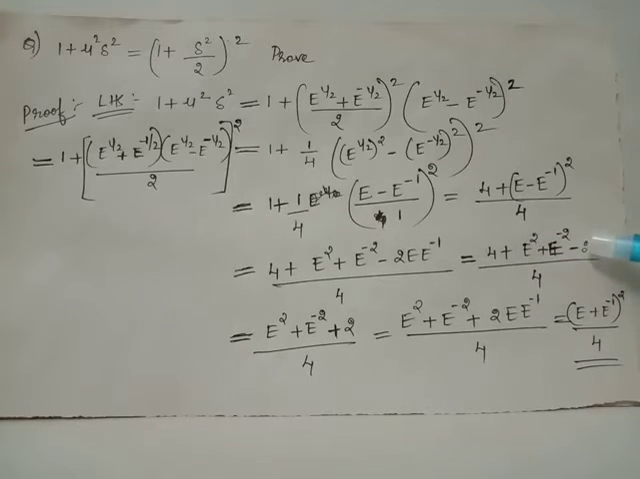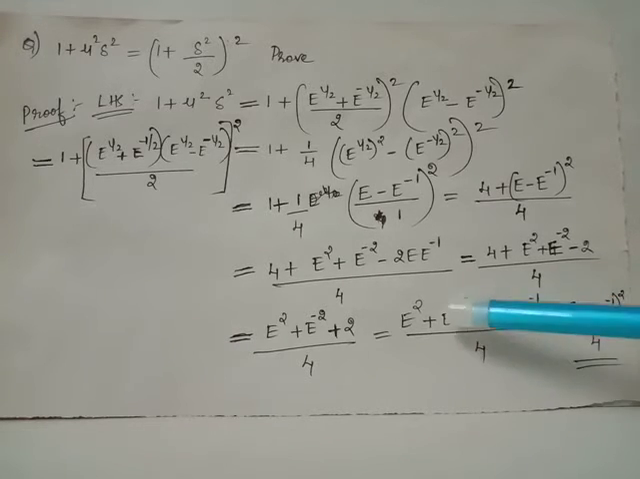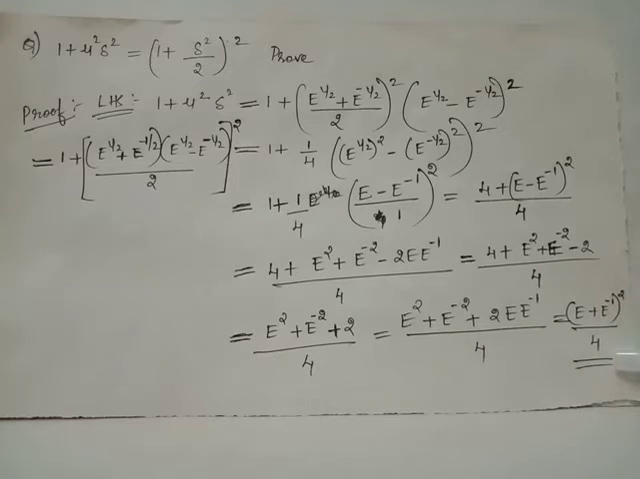We have 4 - 2 is positive 2, and positive 2 can also be rewritten as 2 times e × e⁻¹, so that this numerator can be written as (e + e⁻¹)², over 4. Thus we have reduced LHS to the expression (e + e⁻¹)²/4.